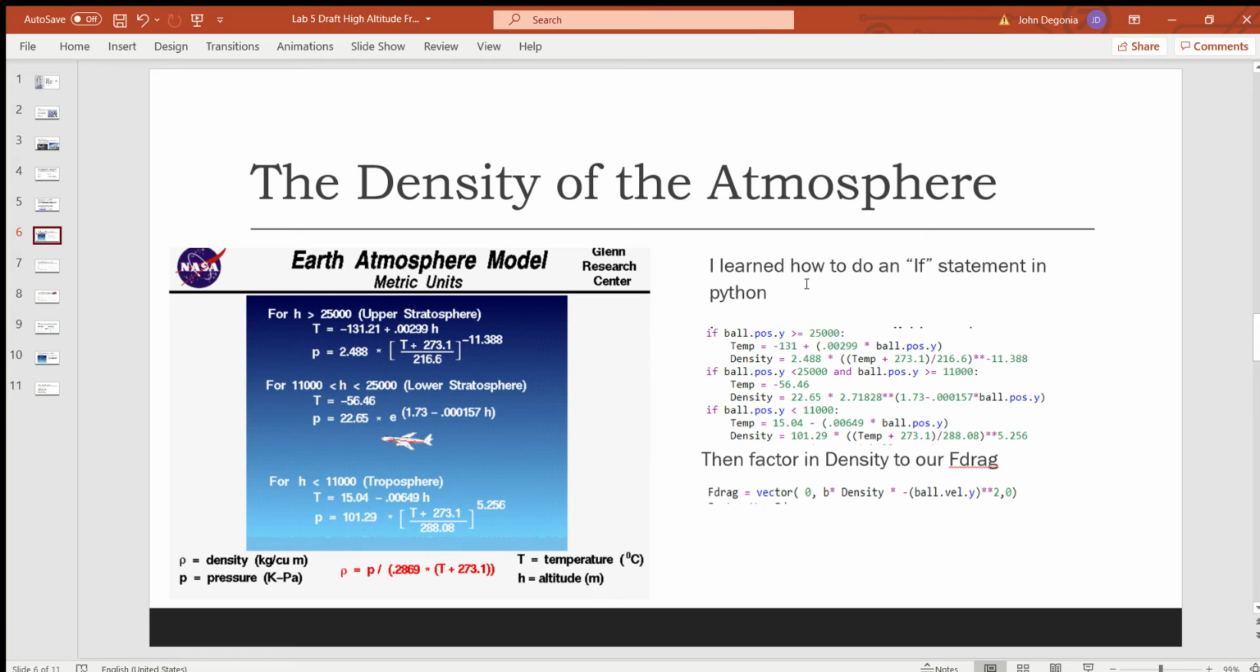So what I did was learn how to do an if statement in Python, which is not as easy as I thought it would be, which will use these equations depending on the current model's altitude to give a good estimation of density. And of course, that's just going to plug right into our force of drag equation.